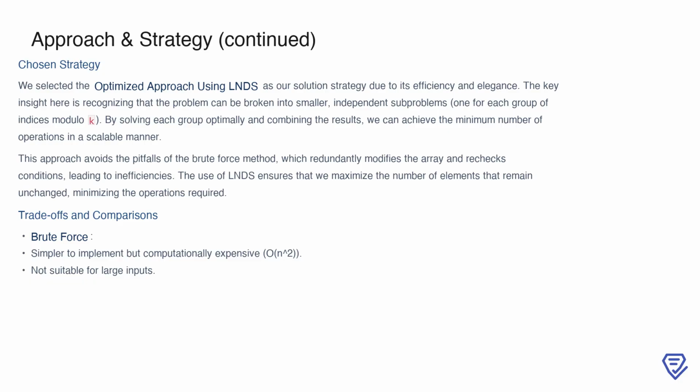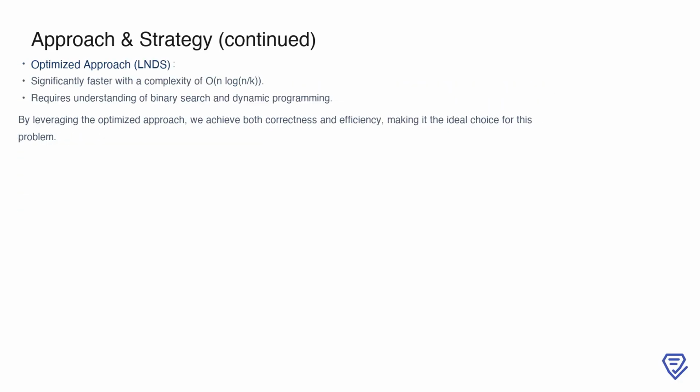While the brute force approach may seem easier to implement, its n squared complexity renders it unsuitable for larger arrays, where performance and scalability are critical considerations. The optimized approach, grounded in LNDS, stands out due to its significantly improved complexity of n log n/k. While it requires a solid understanding of binary search and dynamic programming, the benefits in terms of performance are substantial. By leveraging this method, we achieve both correctness and efficiency, making it ideal for handling large input sizes.